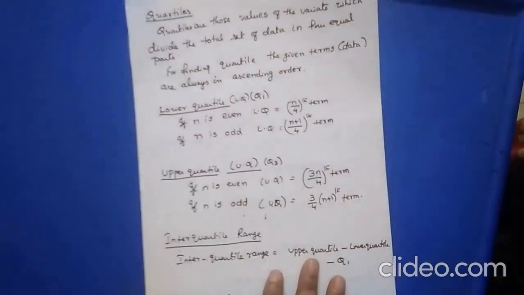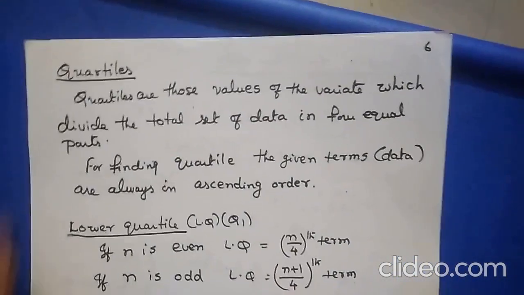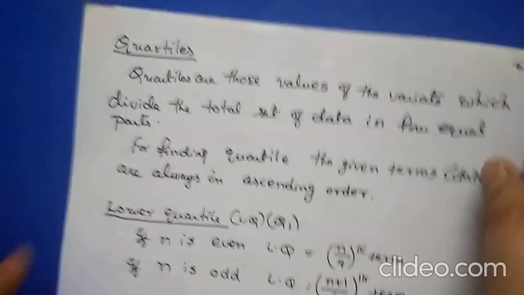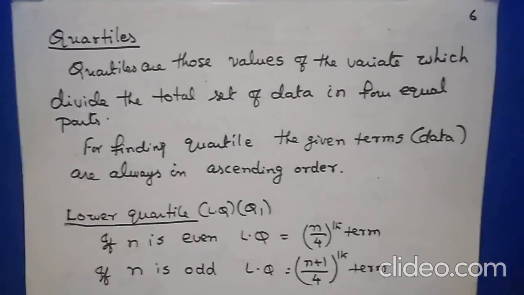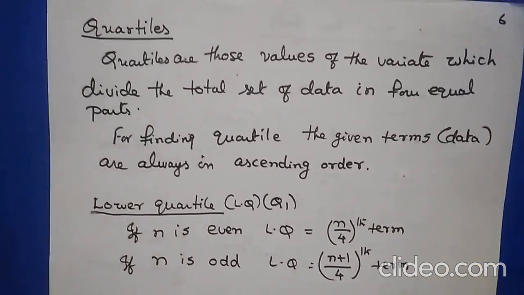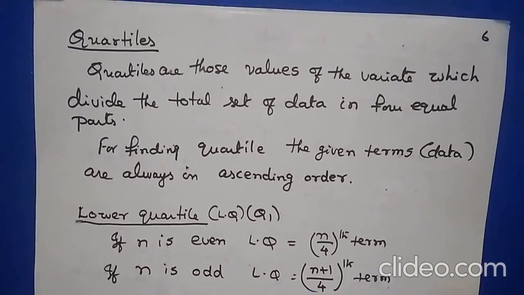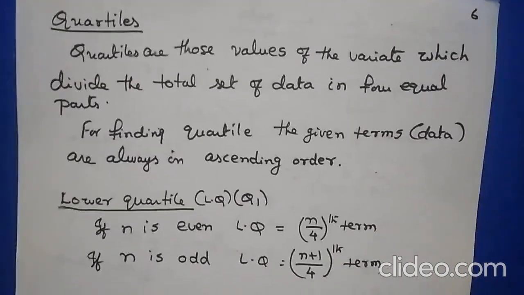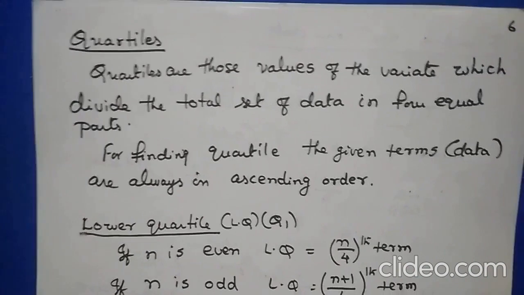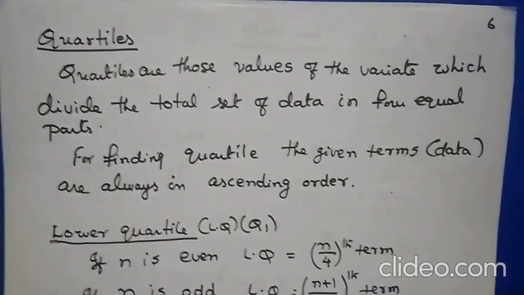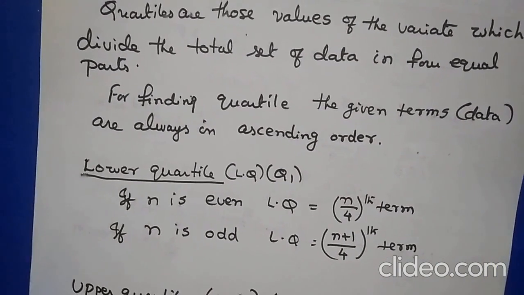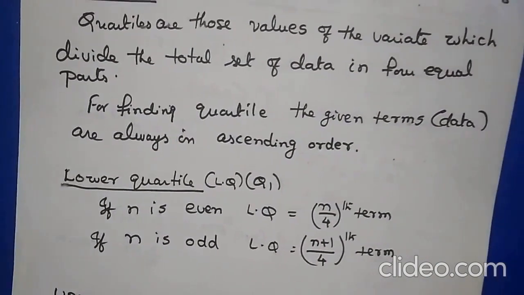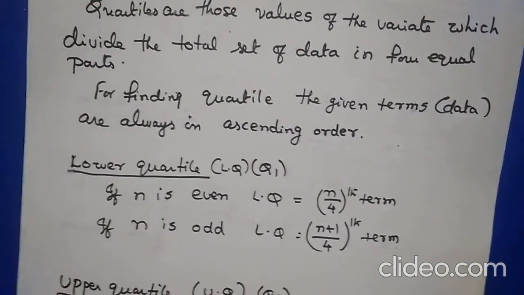Now, quartiles. I am going to explain the quartiles, that is lower quartile, upper quartile, and interquartile range. Quartiles are those values of the variate which divide the total set of data into 4 equal parts. For finding the quartiles, the given data are always in ascending order. You know, to find the median, the observations should always be in ascending order.